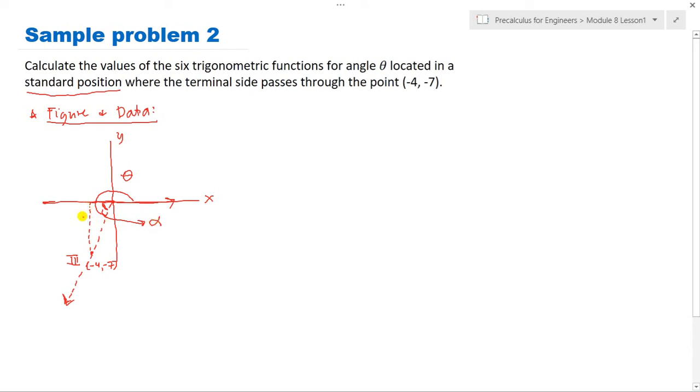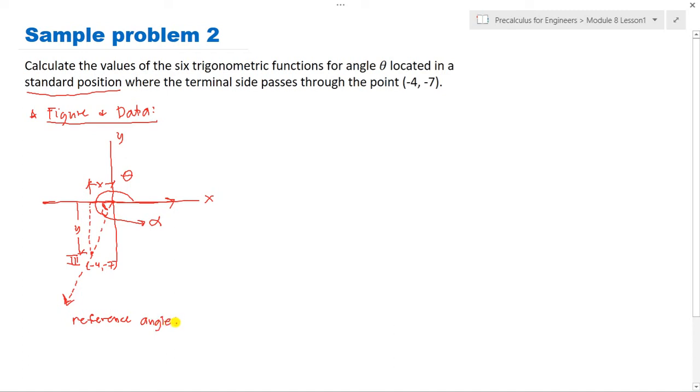Here, I have y, which is equal to 7, and I can also have x here. Therefore, if your angle is obtuse, so more than 90 degrees, then we use what is called the reference angle. Reference angle.